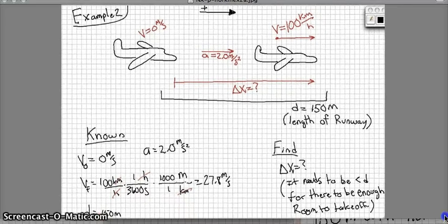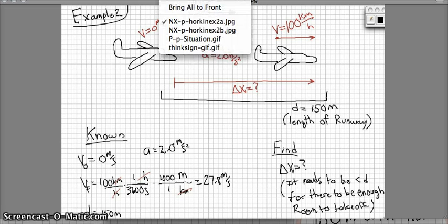So when I go to my knowns and my find, let me shrink this down just a bit. The knowns, of course: we know it starts at rest. We know that its acceleration is 2 meters per second squared. We also know that it has to take off at 100 kilometers per hour. Once again, notice here that our units don't match up, so I did a conversion, and in this case I showed it to you, getting 27.8 meters per second. And we also know the distance that it has to take off is 150 meters. So what I'm going to try to find here is the delta x. I want to see how far it actually travels to do that.